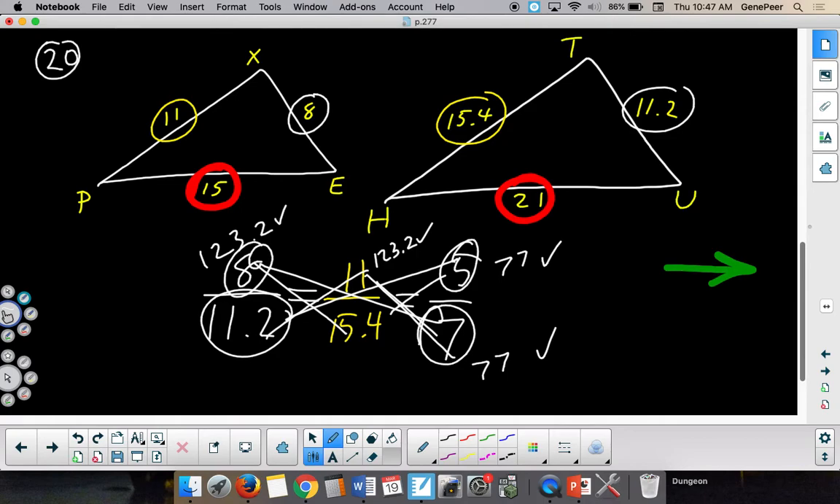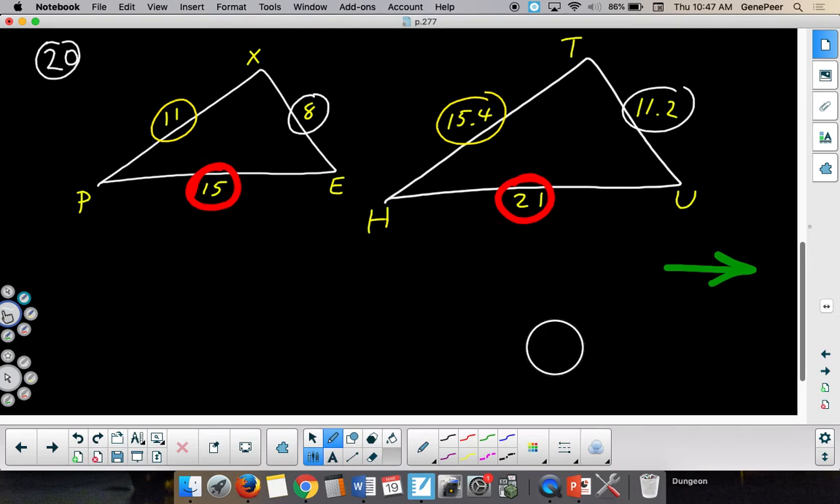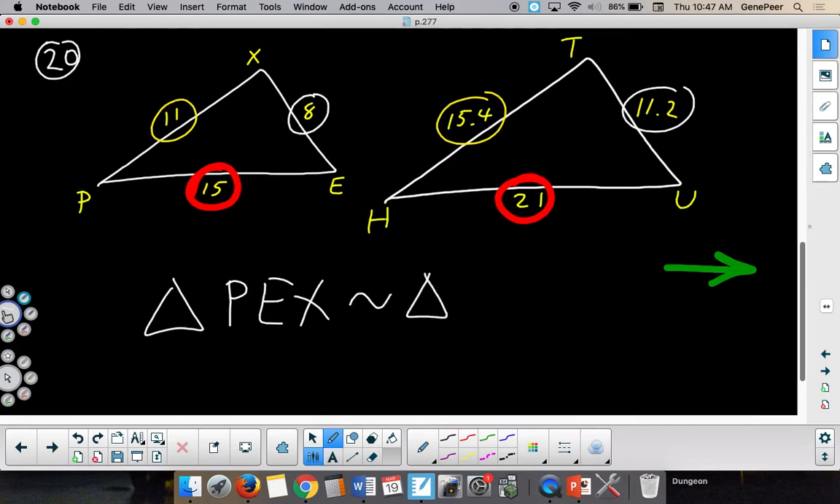Now that we know they're similar, and the reason being SSS, we have to state the similarity. Stating the similarity, we write triangle such and so. Let's call the one on the left whatever we want. I'm going to call it PEX. And that's going to be similar to triangle. Now, very nice of them to put the two triangles in the right orientation. It makes it too easy.